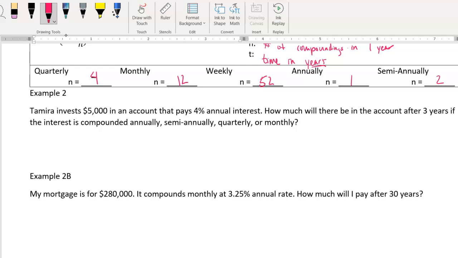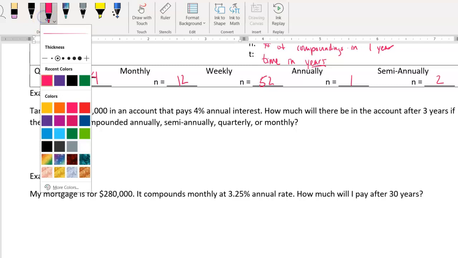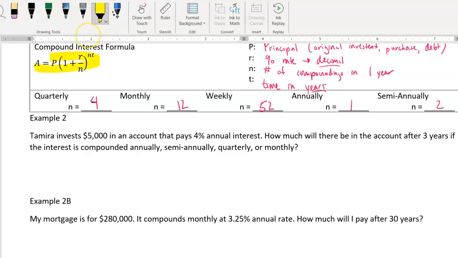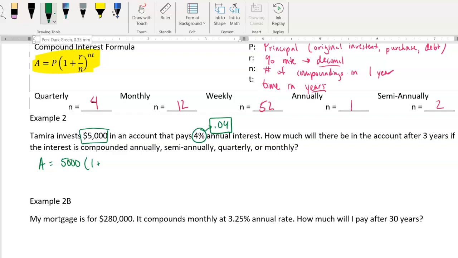So let's start with what it would be if it was compounded annually, so where n is 1. So if n was 1, we're going to use that formula. Scroll down so you can see it. The principal amount would be the $5,000. Our rate, the 4%, we have to change that to a decimal, so 0.04 is what we're going to use. Compounded annually, n would be 1. So our exponent is going to be n times t, so it would be 3 years.